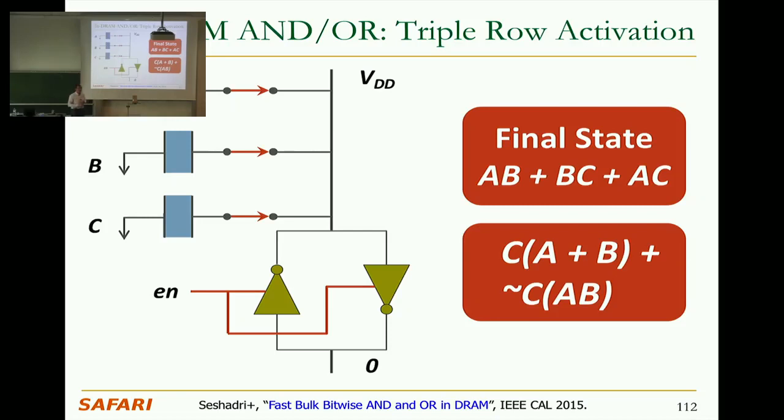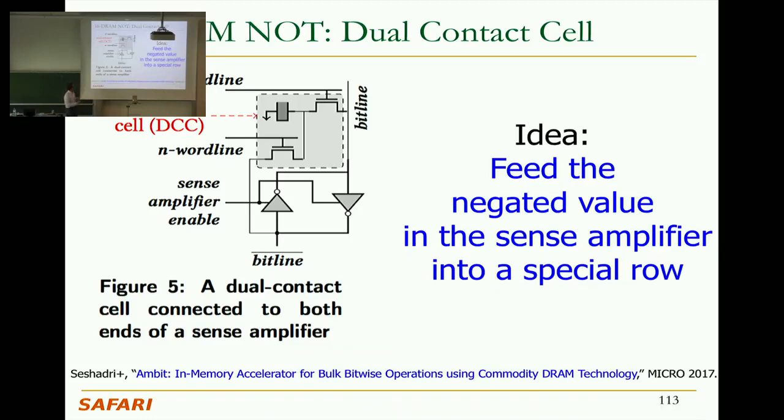It's beautiful. But it's not complete. To be able to have something functionally complete, you need a NOT. Right? And that's what we added. This work comes at a little bit more cost. If you look at a DRAM row, a DRAM subarray, you actually have the complement of the value that you read on the other side of the sense amplifier.